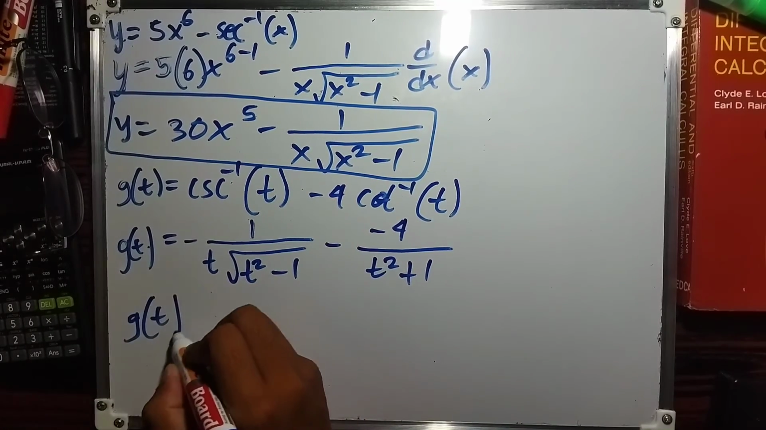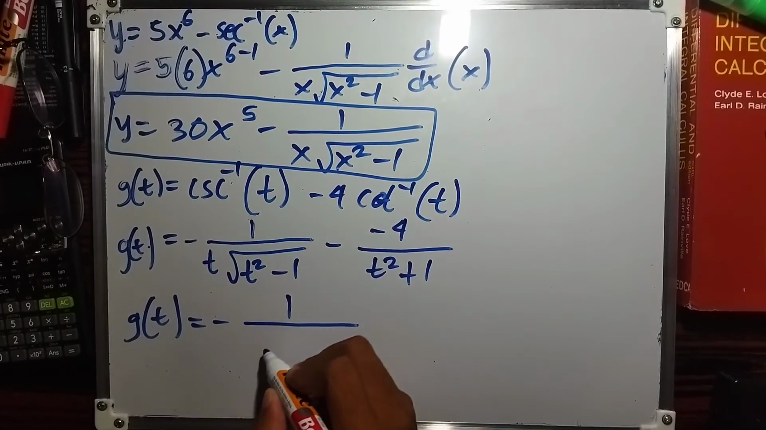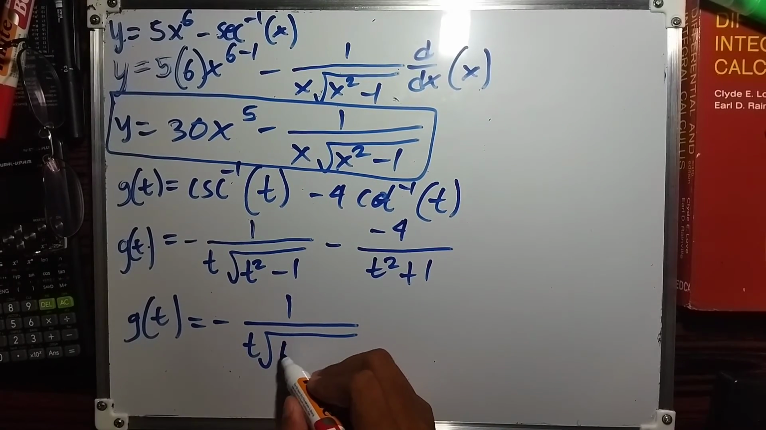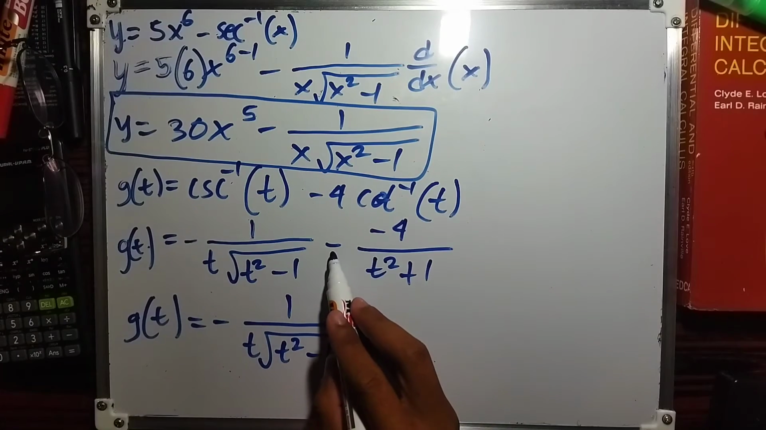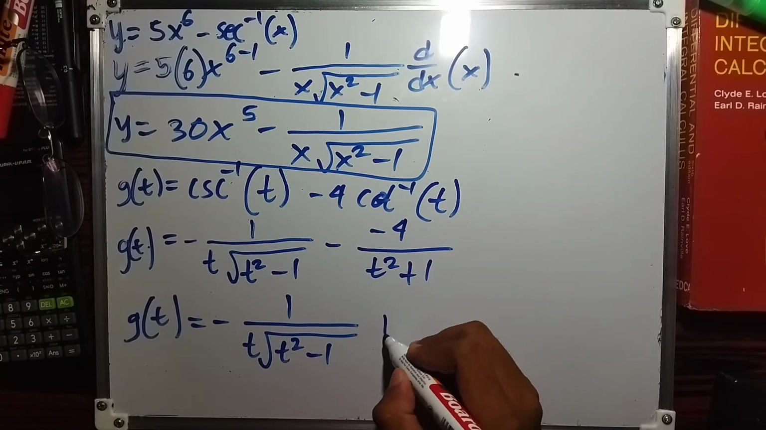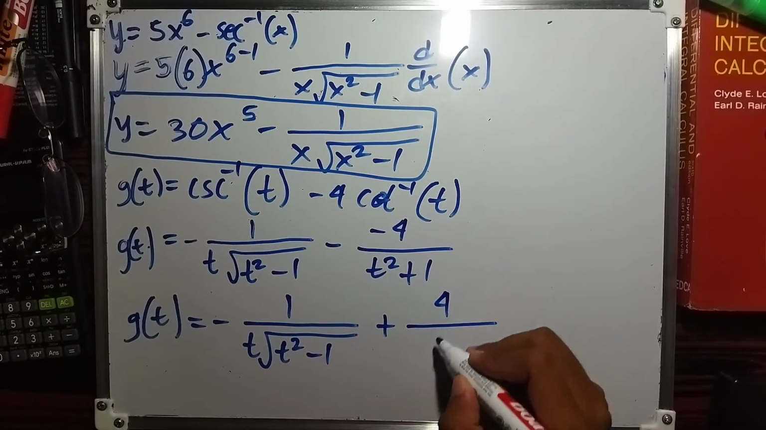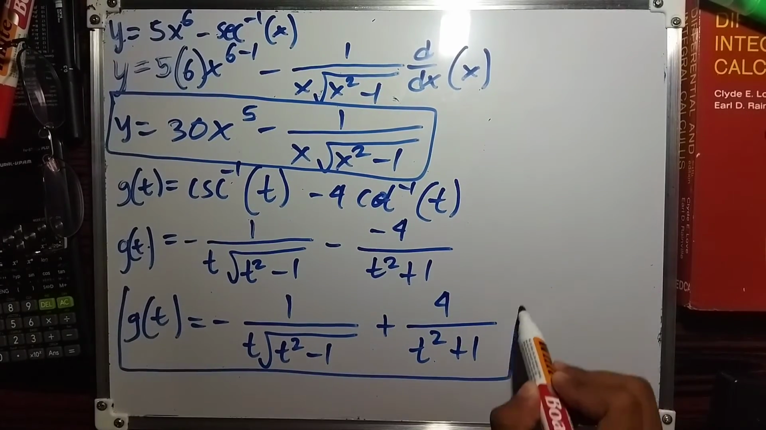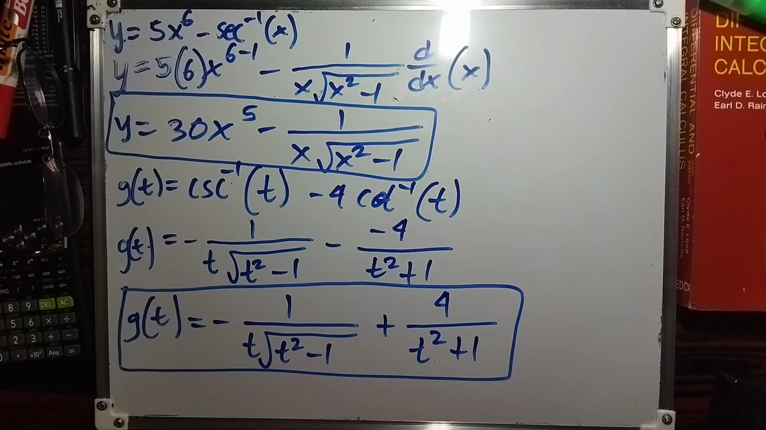So g(t) is equal to negative 1 over t times the square root of t squared minus 1, times negative 4 plus 4t squared plus 1, and this would be our final answer here. So those are the examples of the derivative of inverse trigonometric function.